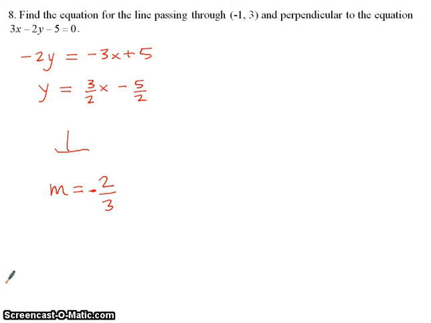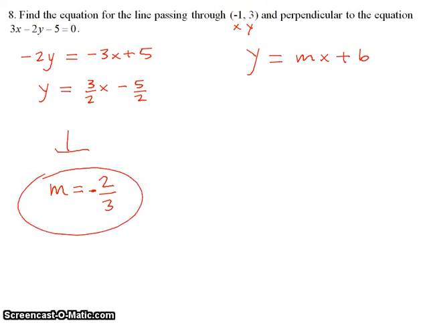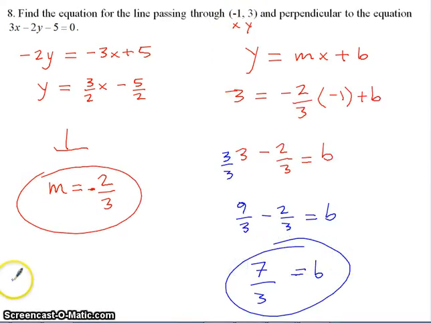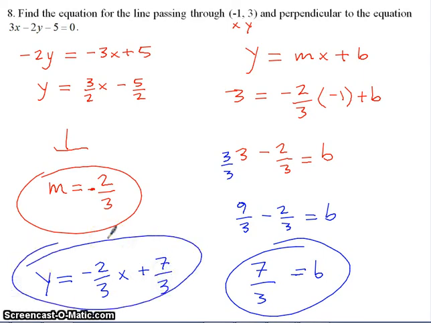Now from here, I need to find the b value for y equals mx plus b. We have the slope, it's negative 2 over 3. So I'm going to plug in my point and my slope and solve for b. Okay, so I've solved for b here, and now I have everything I need for the equation of a line. We got a negative 2 over 3x plus 7 over 3. And that is our equation of our line that's perpendicular to this given line that passes through this particular point.